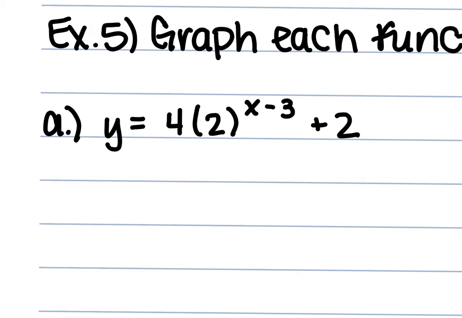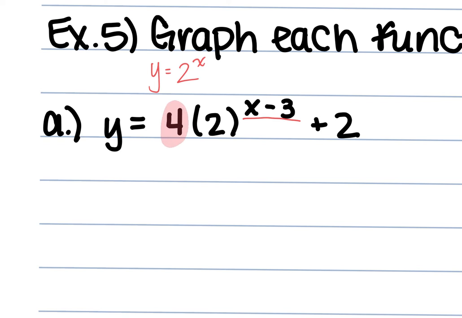So what we're going to do is identify the types of transformations. First off, let's identify what our parent function would be. Your parent function is going to be y equals whatever your base is. So look at your exponent, which is x minus 3. What is the base? 2. So it's going to be y equals 2 to the x. That's your parent function. Anything else in the equation is going to be a transformation, okay? So the first number that I see that wasn't part of our original parent function is the 4. Do you guys see that?